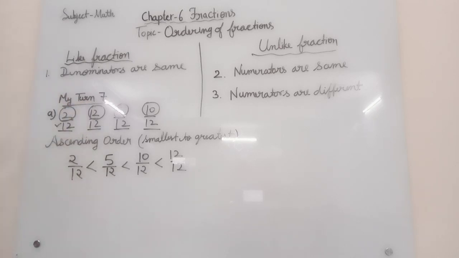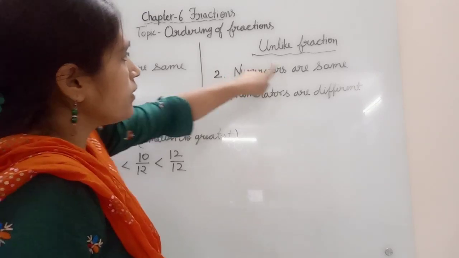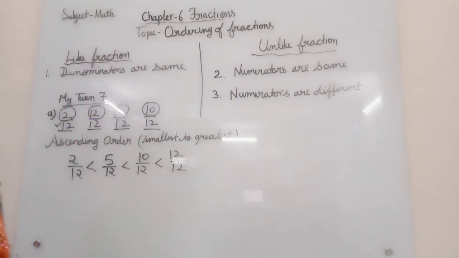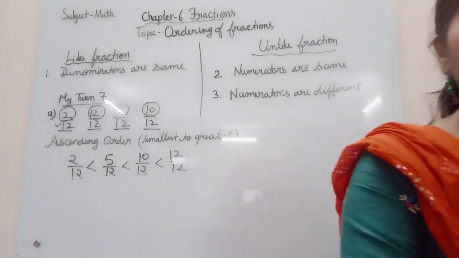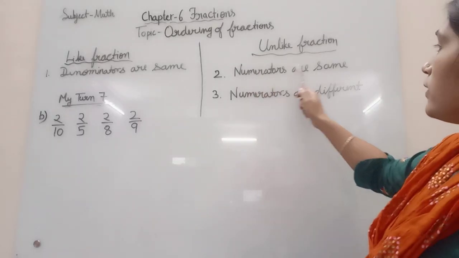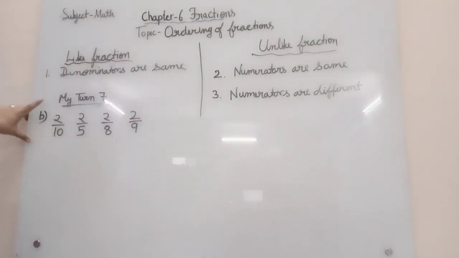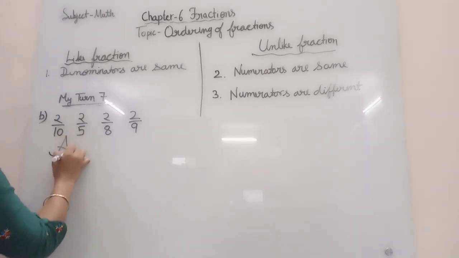Got it? Now let's come to the second situation, when the numerators are same. I am writing one problem here from your book only. Our second condition is if the numerators are same. Look here, My Turn 7, the B problem I am doing. In the B problem also you have to arrange them in ascending order.